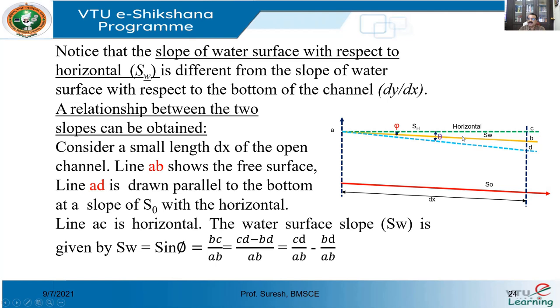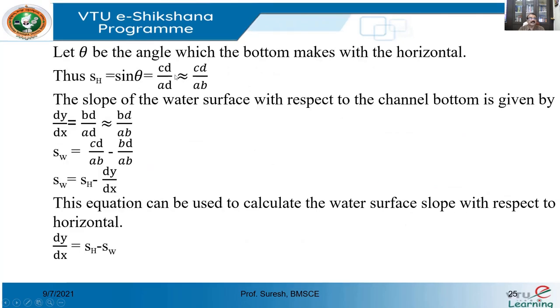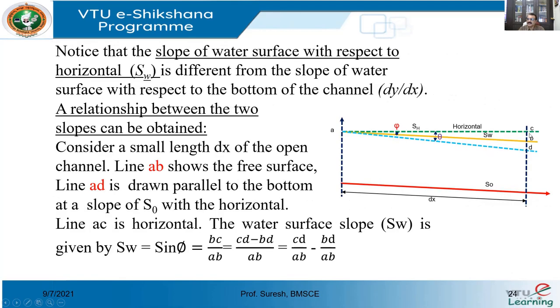Right now we discussed the triangle of the water surface slope with respect to the horizontal. Now let us talk about the bed slope with respect to horizontal. In a similar fashion to the way we derived the previous equation, we derive an equation for sine theta. Let theta be the angle which the bottom makes with the horizontal, and the bed slope S0 is equal to sine theta. Sine theta is equal to CD divided by AD. Now I am talking about triangle CAD. From triangle CAD, sine theta is equal to CD divided by AD.